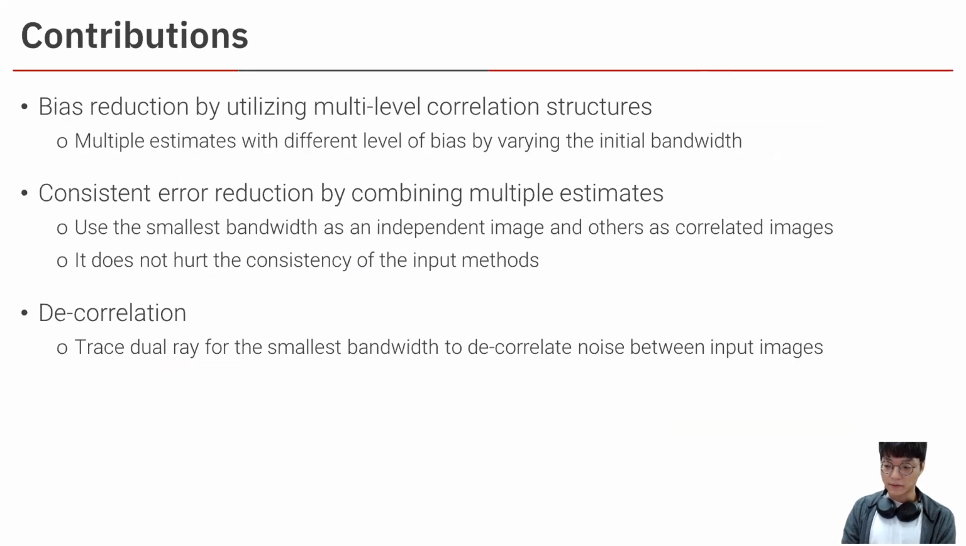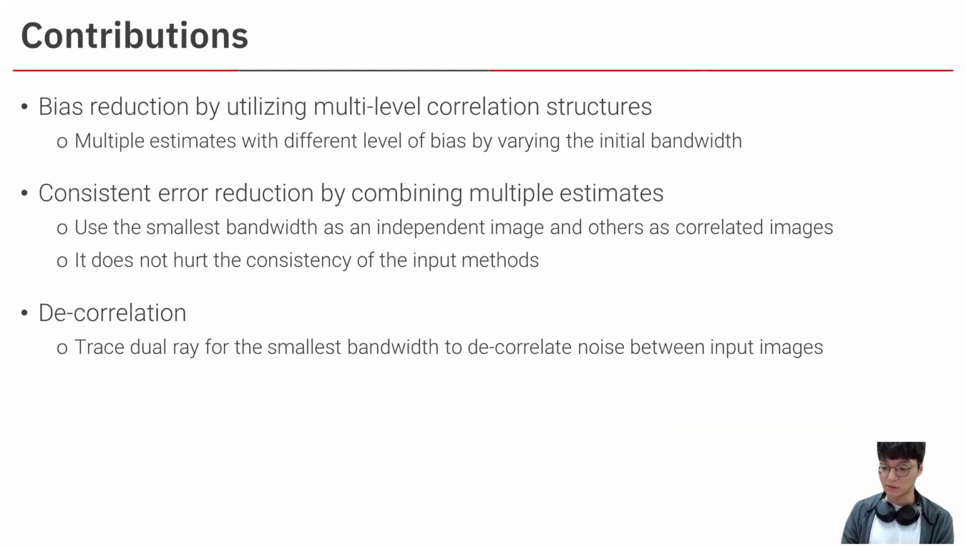Contributions of our method are summarized as follows. The bias in PPM is reduced by utilizing multi-level correlation structures. We generate multiple PPM estimates which contain different levels of correlations by simply varying the initial bandwidth. Then they are combined using the combination kernel in a consistent way.